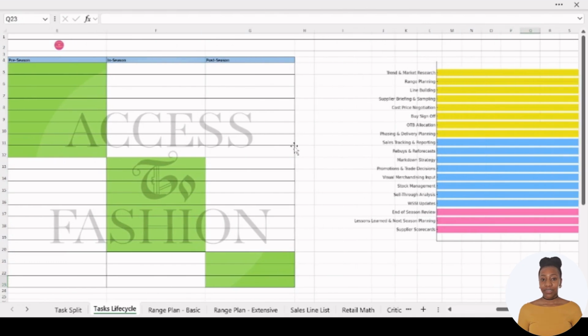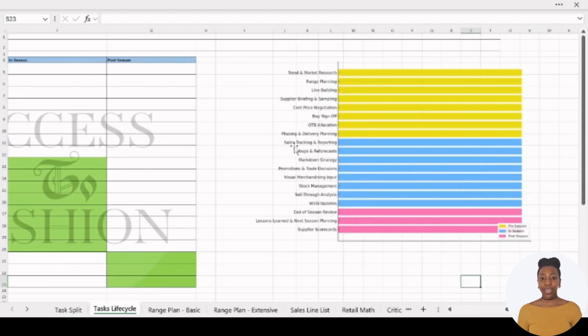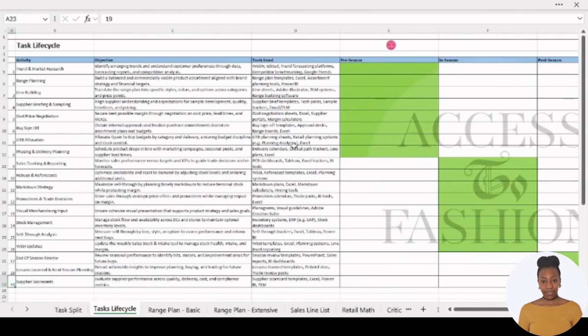Again, this is a fun visual for that. But if you have any questions, or if there's anything here that you want me to dive into and dig deeper on and do a whole thing on, please do leave a comment, let me know. But I thought this would be a very helpful overview of your full breadth and depth task life cycle in the fashion buying and merchandising process.